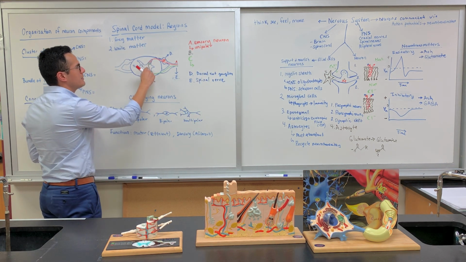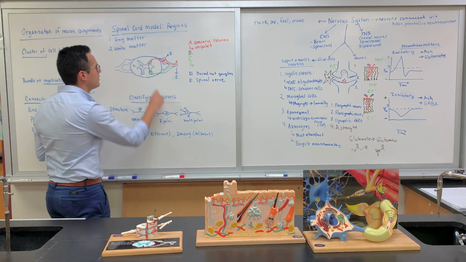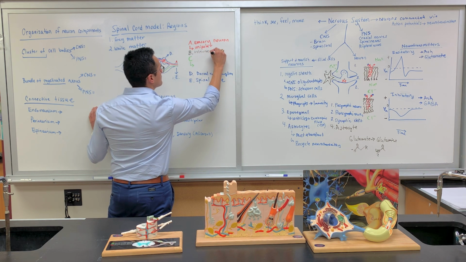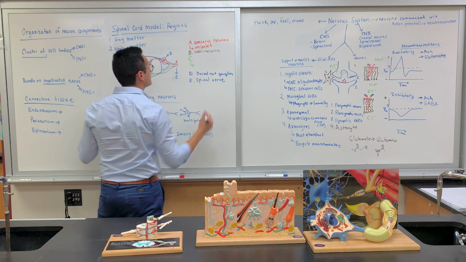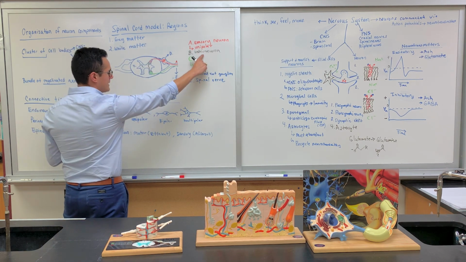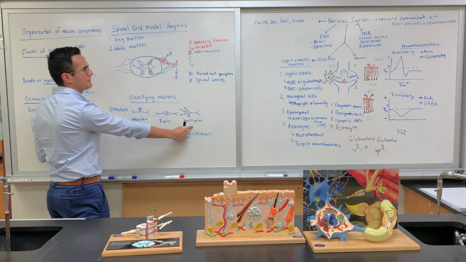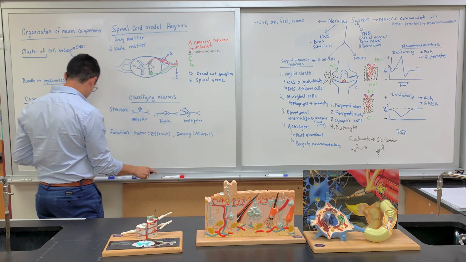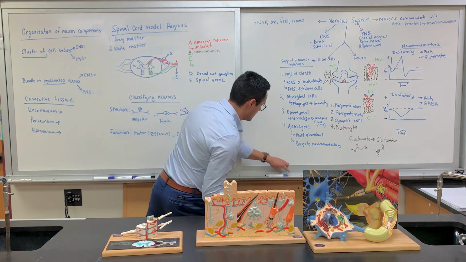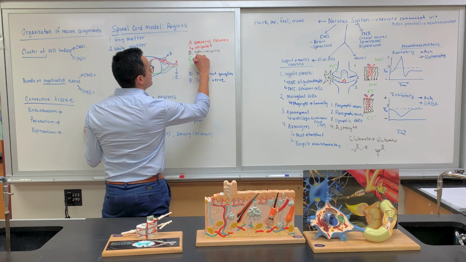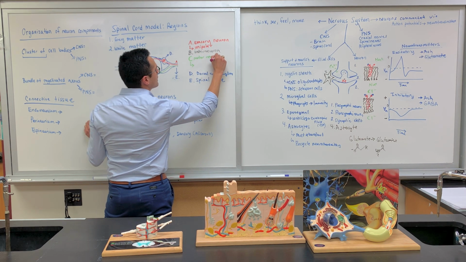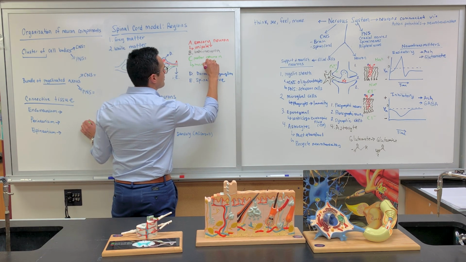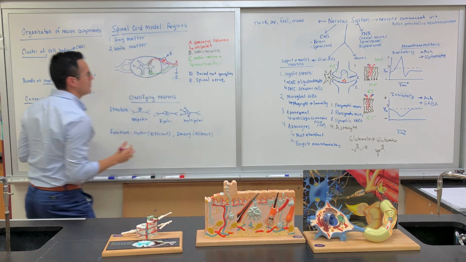So this is what's known as an interneuron. The interneuron is found here within the gray matter. So we have an interneuron, and we can categorize an interneuron as multipolar. And then the last one that I have here is what's known as a motor neuron. So let me get this over here. So this is a motor neuron. And if we categorize this one, this is what's known as a multipolar motor neuron.